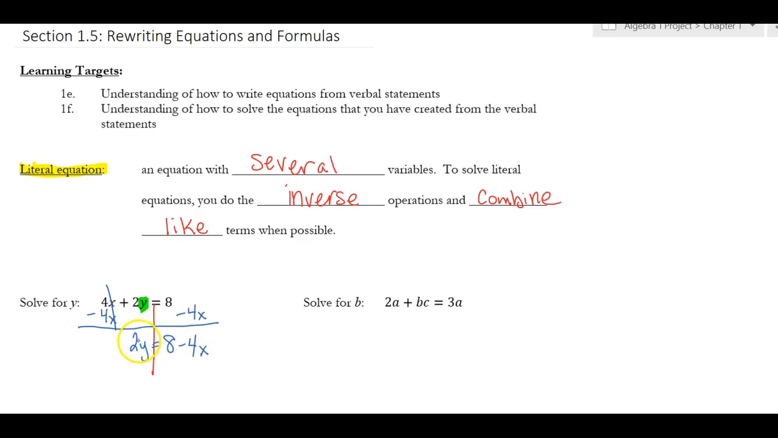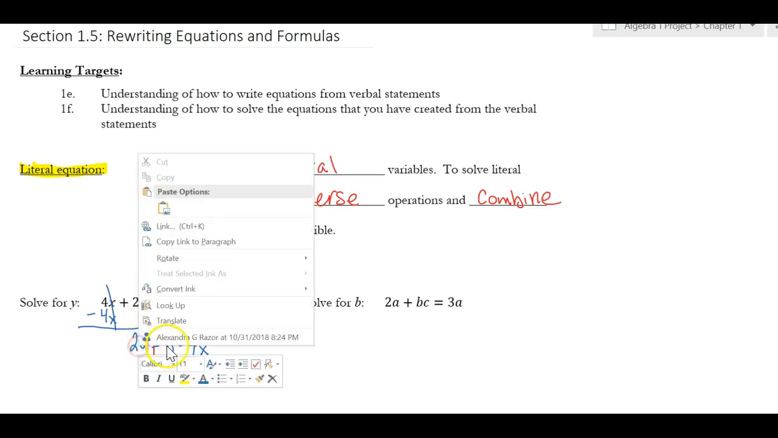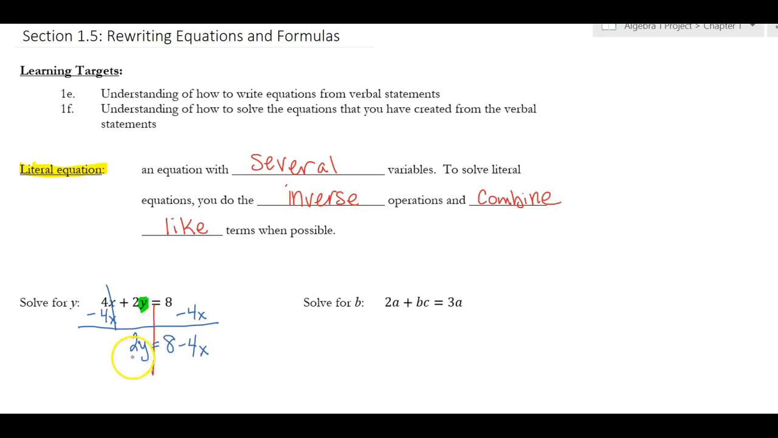Now I still have to get y by itself, and remember a 2 is touching it, so that actually means times. So to get rid of a times 2, I'm going to divide. Now you have two options. You can do a big divide or a little divide. I usually will do two little divides, so I remember to reduce both fractions. And so now 8 divided by 2 is 4, and 4 divided by 2 is 2. So y is equal to 4 minus 2x. So it's the same operations, but what gets a little tricky is knowing when things can go together or not.